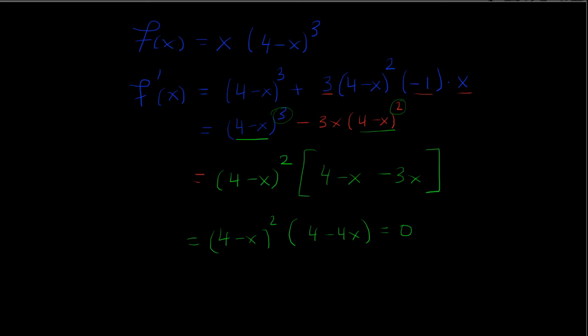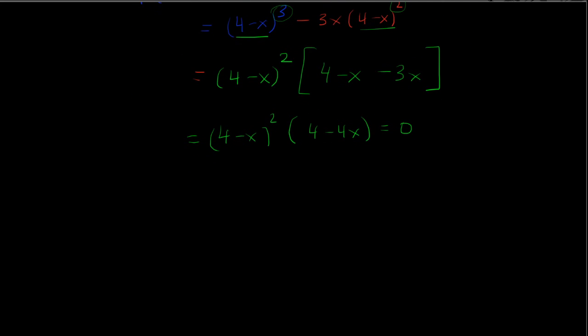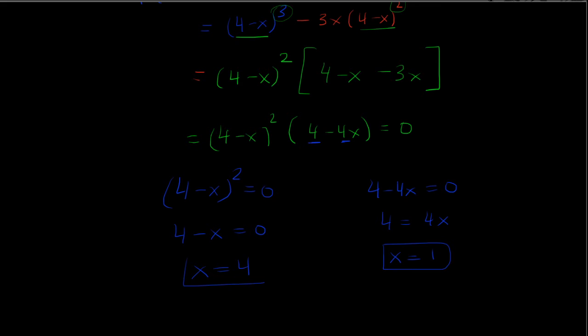And now we're going to set this equal to 0 to solve for x. I can also pull out a 4 from here if I wanted to. It doesn't really matter, so I'm just going to skip that step. But for now, we're going to set each factor equal to 0. So 4 minus x squared is 0. Take the square root of both sides. I get 4 minus x is 0. So x is 4. And here I can add 4x over to get x is equal to 1. So my two critical points will be x equals 1 and x equals 4.